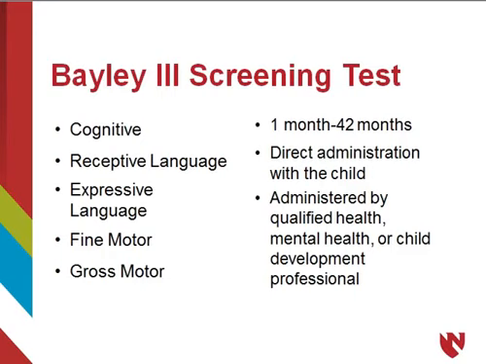Next, we'll take a look at the Bayley 3 screening test. The Bayley Scales of Infant and Toddler Development is a full standardized assessment, and the Bayley 3 can be used for screening. There's the Bayley 3 screening test. It's a norm-referenced direct assessment that's designed to determine if a child's on track developmentally in the areas of cognitive, receptive, and expressive language, and then fine and gross motor. You compare the child's scores to the cut scores for the child's age to determine if they fall into the competent, emerging, or at-risk categories.